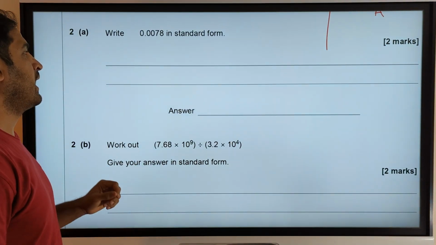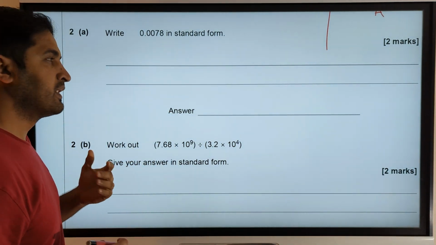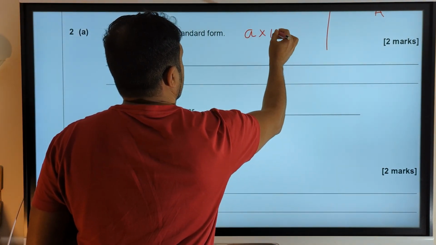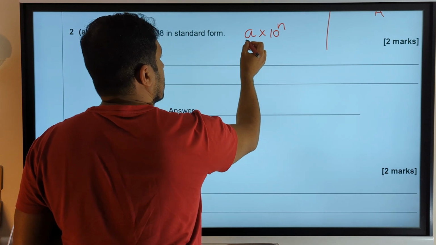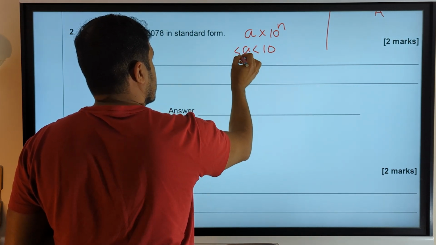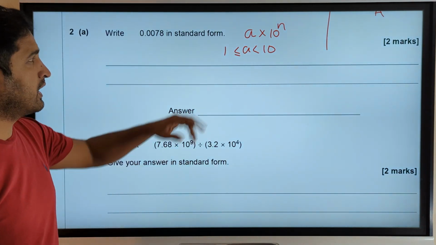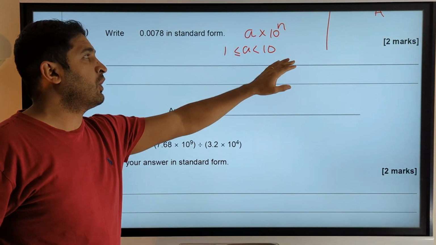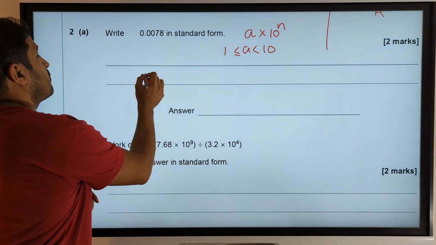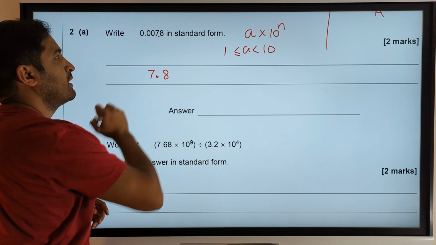Question 2. Write 0.0078 in standard form. Standard form will always have this form: A multiplied by 10 to the power n, where your A has to be between 1 and 10. So it can be 1, but it cannot be 10. The first number can be 1, but it cannot be 10. So if I want to write the first number between 1 and 10, I have to have that number as 7.8. So the decimal should be there.